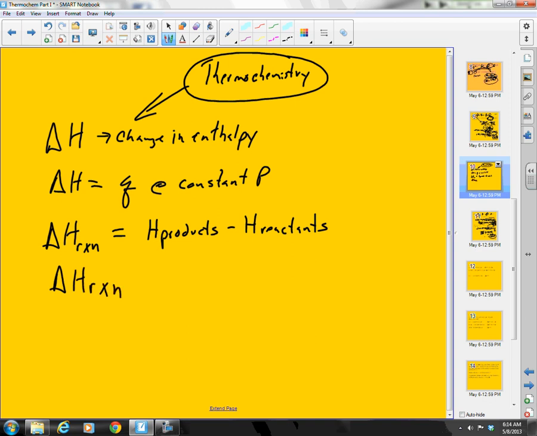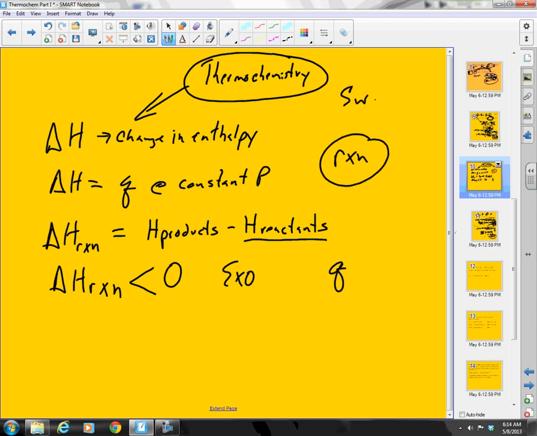When my delta H of reaction is less than 0, that means what? My reactants have more energy than my products. That means that's an exothermic reaction, and that means Q is lost from the reaction, and we're going to say that our reaction is going to be our system, and so everything else is the surroundings, right? So here are the surroundings. Here is my system. If Q is lost by my system, then Q is negative. Good.